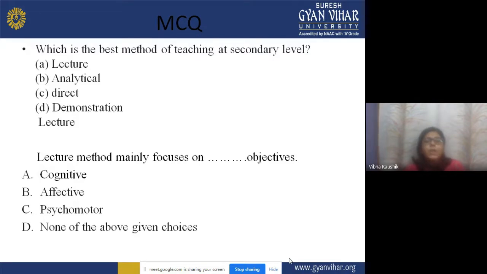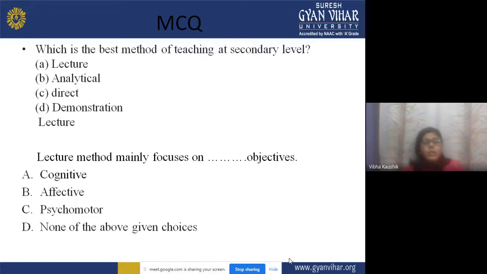Which is the best method of teaching at secondary level? Means which method will be called the best method when we are teaching students at secondary level or at the higher level of education? Now the options are A. Lecture, B. Analytic, C. Direct, or D. Demonstration. So the correct answer is option A, that is lecture method. So a lecture method is the best method of teaching when we are teaching the students at secondary level.